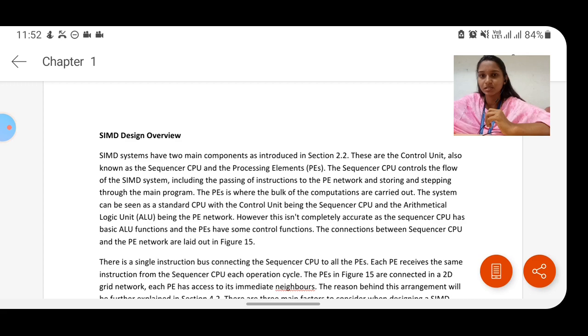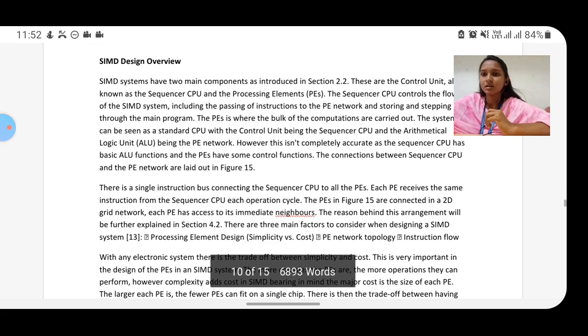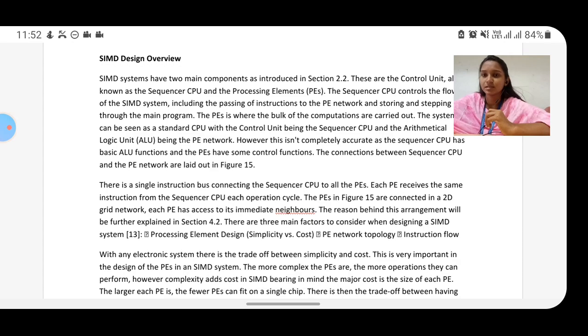The connections between the sequencer CPU and the PE network are laid out in figure 15. There is a single instruction bus connecting the sequencer CPU to all the PEs. Each PE receives the same instruction from the sequencer CPU each operation cycle. The PEs in figure 15 are connected in a 2D grid network. Each PE has access to its immediate neighbor. The reason behind the arrangement will be further explained in section 4.2.